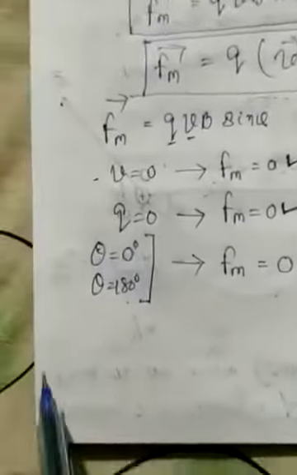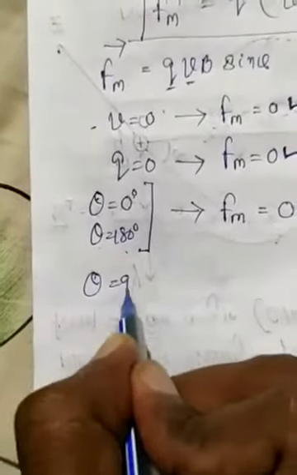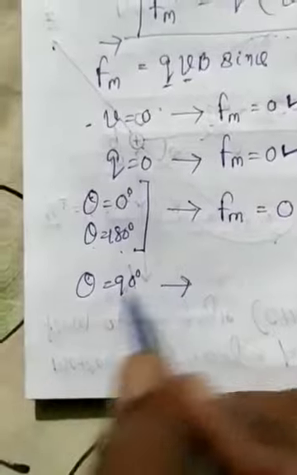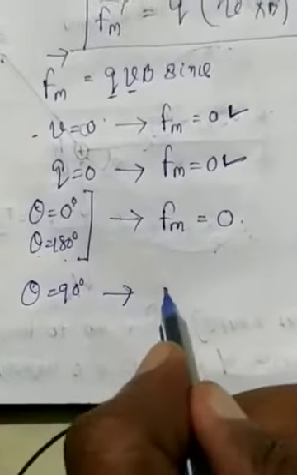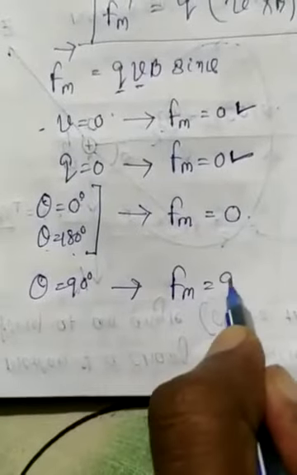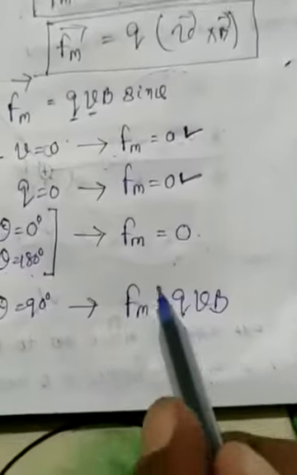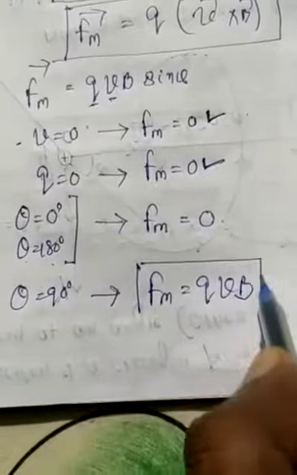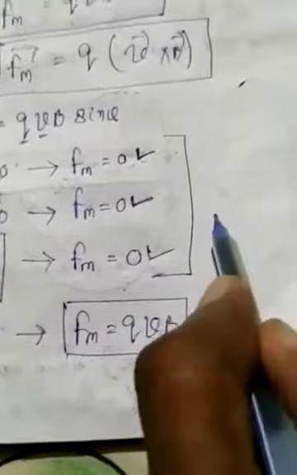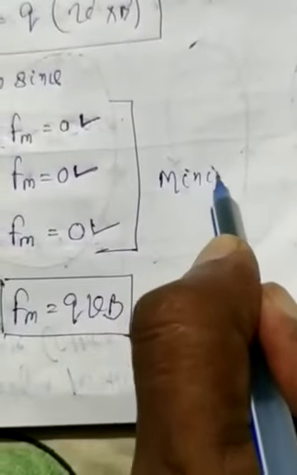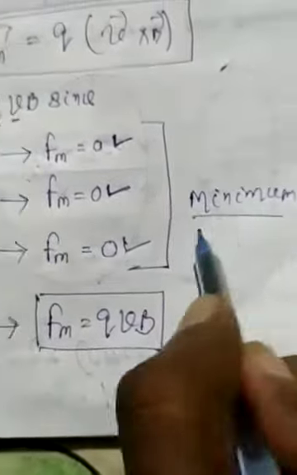Another case, if theta is equal to 90 degree, then what happens? Sin 90 equal to 1. So Fm is equal to QVB. And this force is called the maximum force, and the other three cases are called minimum forces or zero force.